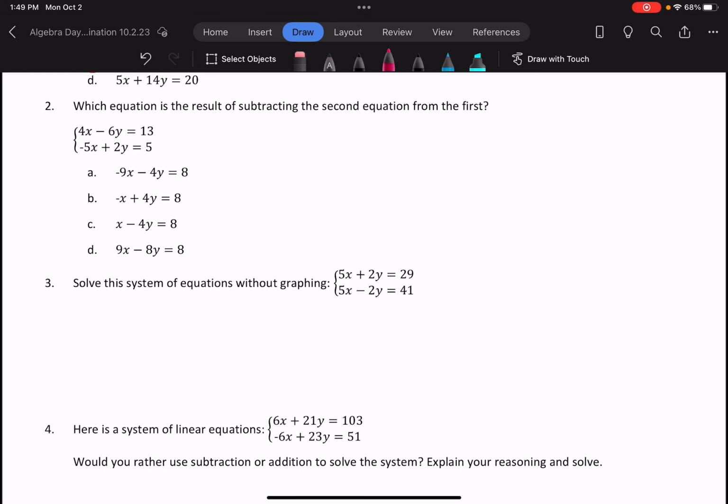Which equation is the result of subtracting the second equation from the first? So if I'm subtracting the second equation from the first, I'm multiplying a negative through the entire thing. And so I end up with 4x minus 6y equals 13. Negative times a negative becomes positive 5, minus 2y equals negative 5. Now I can combine 9x minus 8y equals 8. All right, and so that is letter D.